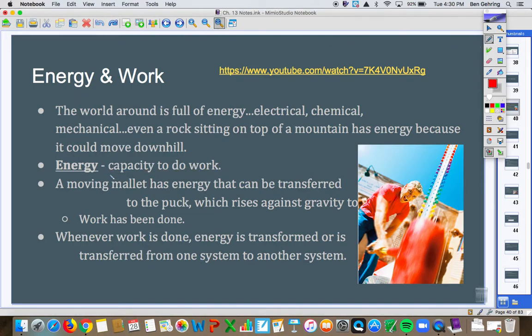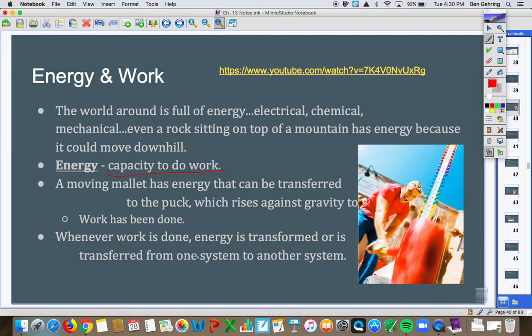Let's try this. Energy is the capacity or ability to do work. And so again, work is moving an object a certain distance. So if a rock rolls downhill, that's doing work. So a moving mallet has energy that can be transferred to the puck, which raises against gravity to hit the bell, which is up here.